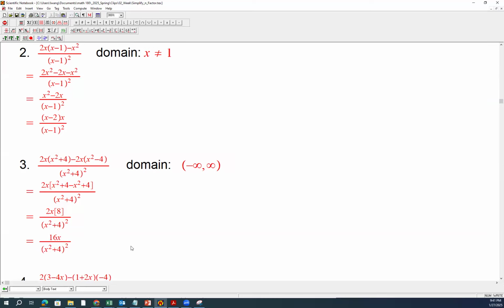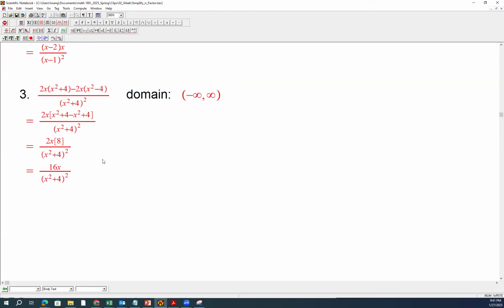It's not that hard anyway, right? However, if some of you say, oh, I don't want to do it this way, I'm going to do it this other way, no problem. If you do it that way, you should get the same answer. You should get the same answer. So the denominator is kept.